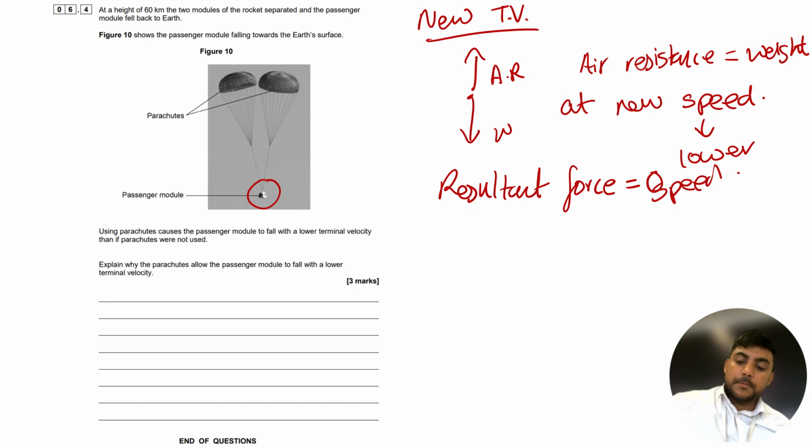Now, this question is tricky because you would be initially sort of thinking to yourself, I should just say the parachutes make the air resistance more, therefore it slows down. Yes, because it slows down, the air resistance also decreases and it balances out with the weight, and therefore it's a new terminal velocity. That's why it's a new terminal velocity.